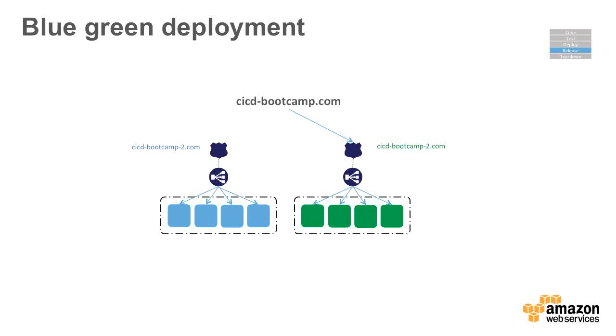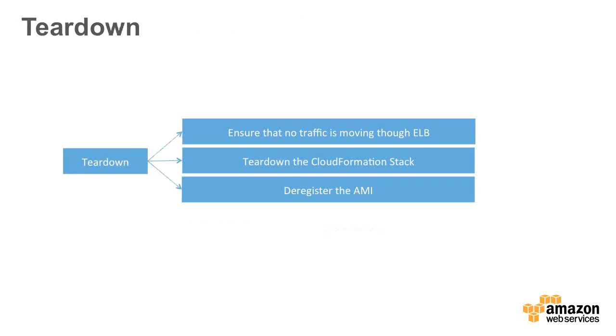But let's say we've done due diligence, we've done our testing, and we still have a problem with the green stack. Rollback is as simple as updating the DNS record again and pointing back to the blue stack. And we can then either fix the green stack or tear it down and try again. So this is a really powerful roll forward, rollback mechanism as well.